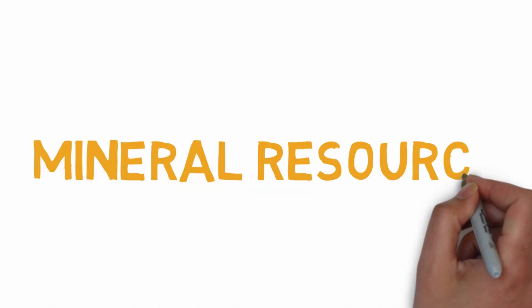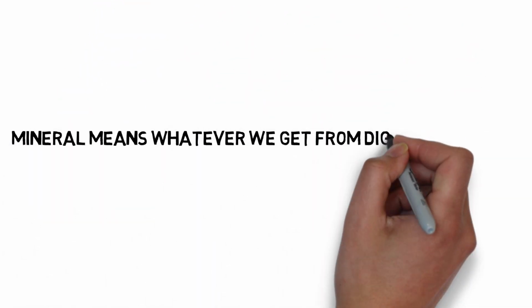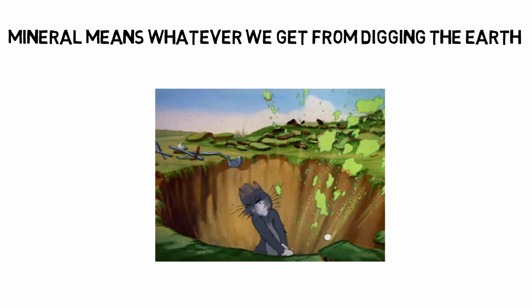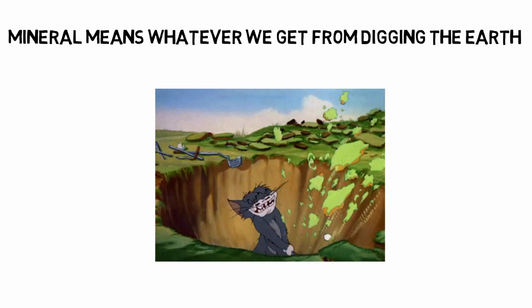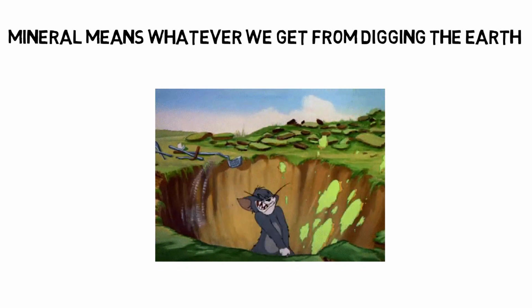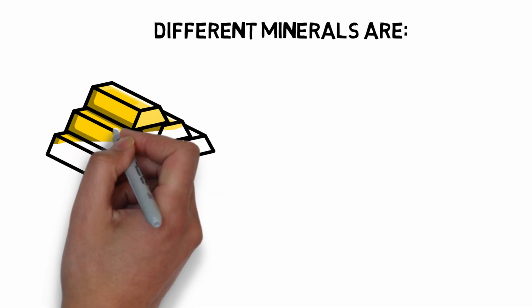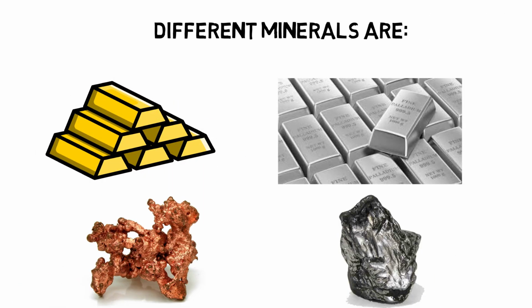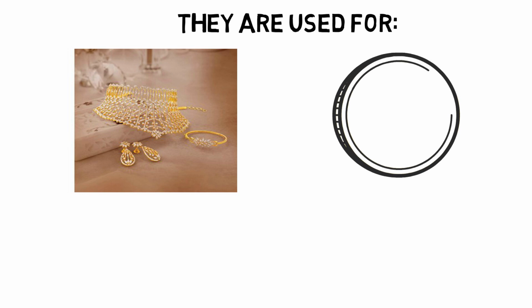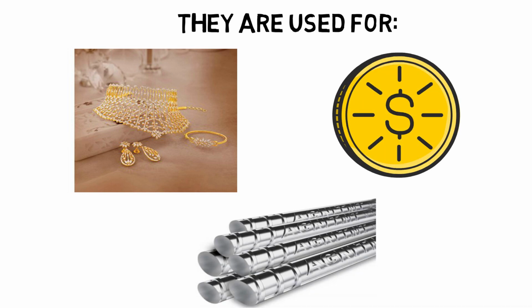Next, another important resource is mineral resource. Mineral means whatever we get by digging the earth. The Bengali of mineral resource is khonijo padartho. That means the things we get by digging the soil. Mati khure jegulo amra pai, that are the mineral resource. Different minerals are gold, silver, copper, mane tama, iron, mane loha. These are different minerals. And we can use these to make jewelry, coin, mane paisa, different building materials, etc.